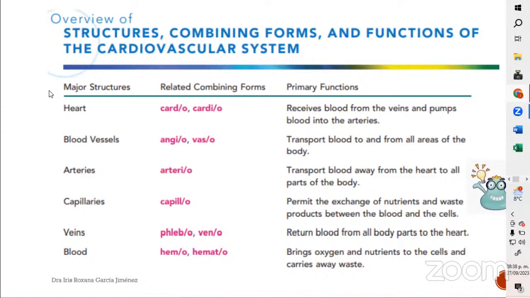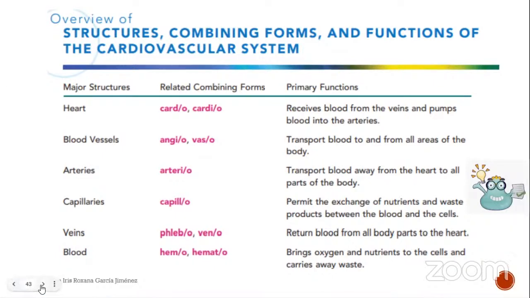Okay. Blood vessels, angi or vas. Arteries, arteri. Capillaries, capill. Veins, phleb or ven. Blood, hem or emat. Okay, thank you so much. As you can see, the combining vowel we usually use is the O, so it's possible to make it.